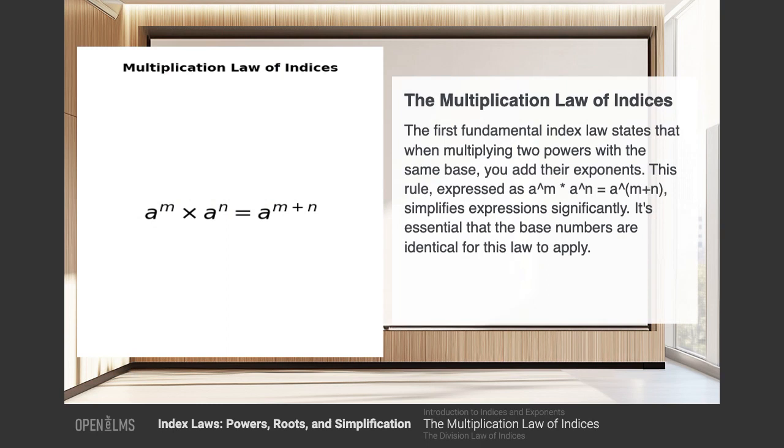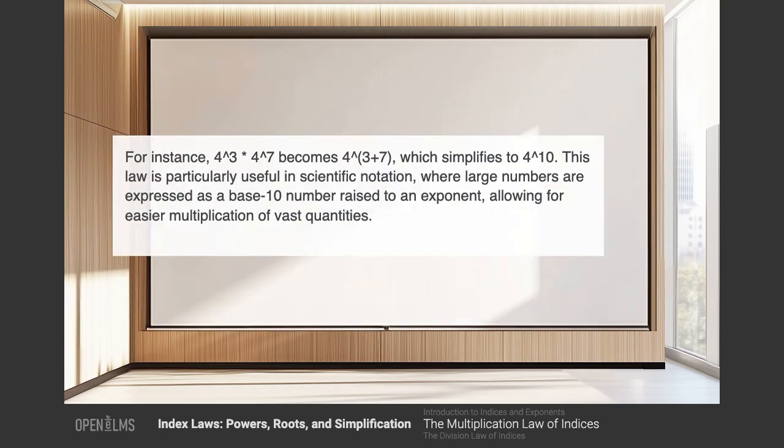The multiplication law of indices. The first fundamental index law states that when multiplying two powers with the same base, you add their exponents. This rule, expressed as a^m × a^n equals a^(m+n), simplifies expressions significantly. It's essential that the base numbers are identical for this law to apply. For instance, 4^3 × 4^7 becomes 4^(3+7), which simplifies to 4^10.